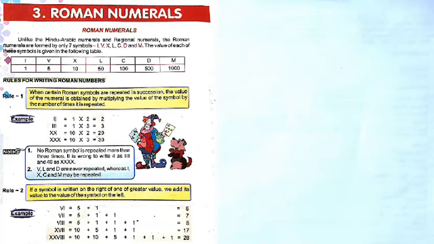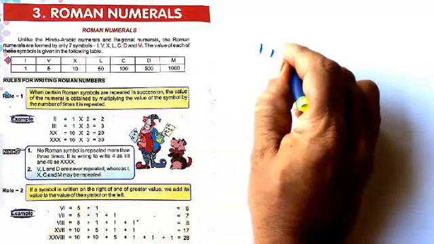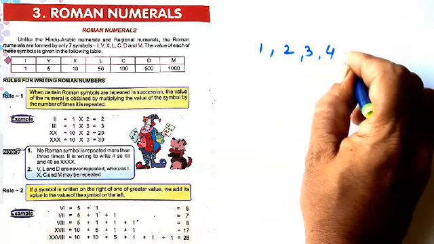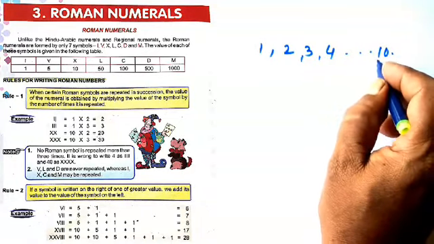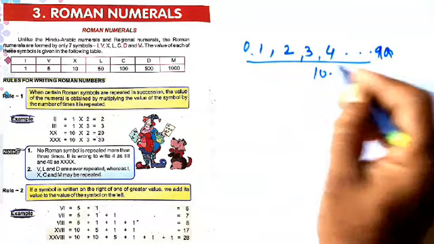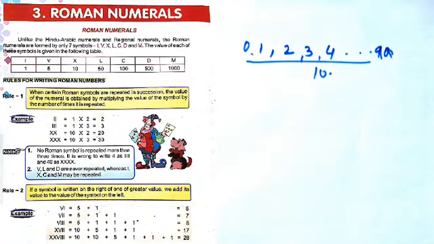We discuss chapter number 3, that is Roman numbers. You see, we use some numbers to count. These are 1, 2, 3, 4 up to 10. How many numbers? Up to 9 and 0 also. There are 10 numbers we use.